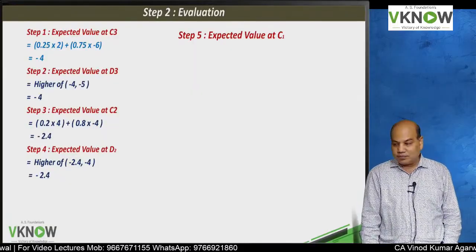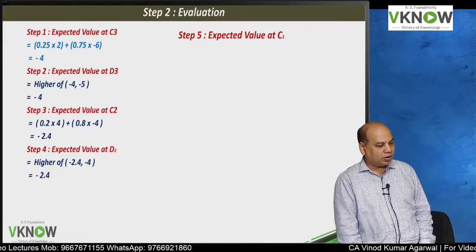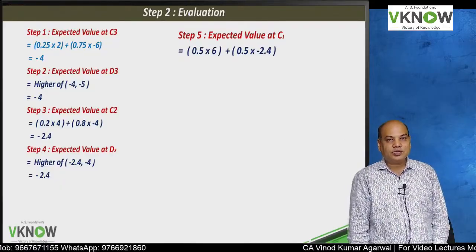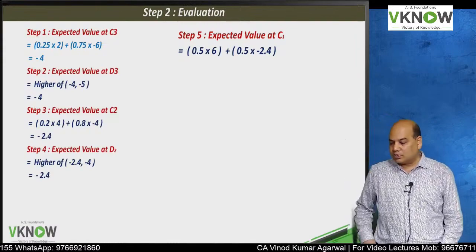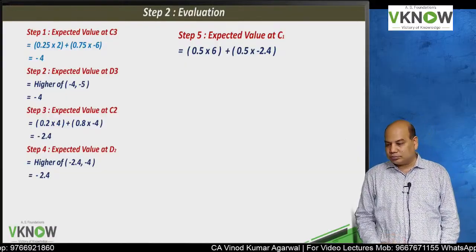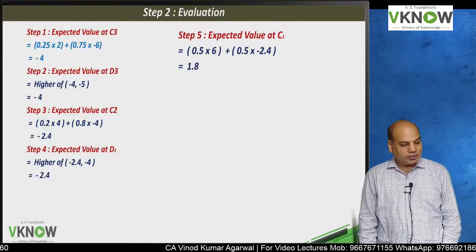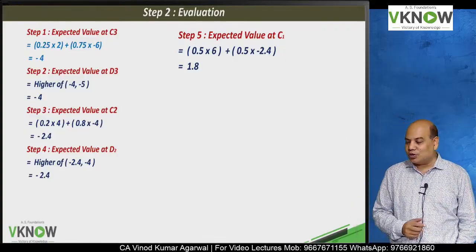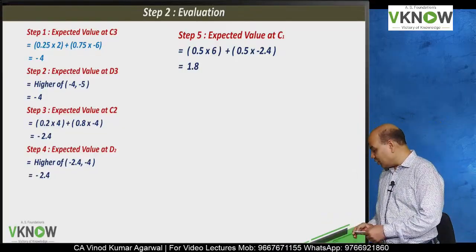Now write down step 5. Expected value at C1. This is a chance node. Probability is 0.5 and 0.5. So multiply 0.5 into 6 plus 0.5 into minus 2.4. Yes, what is the answer? Anybody who would like to reply? 1.8. And now one last step which you will solve and tell me the answer. Step 6 you will solve and give me the answer.